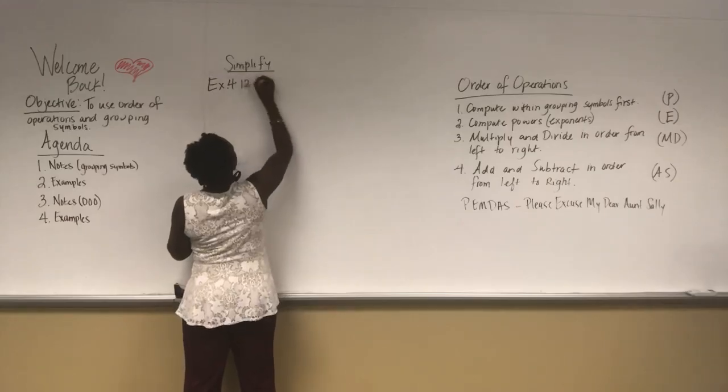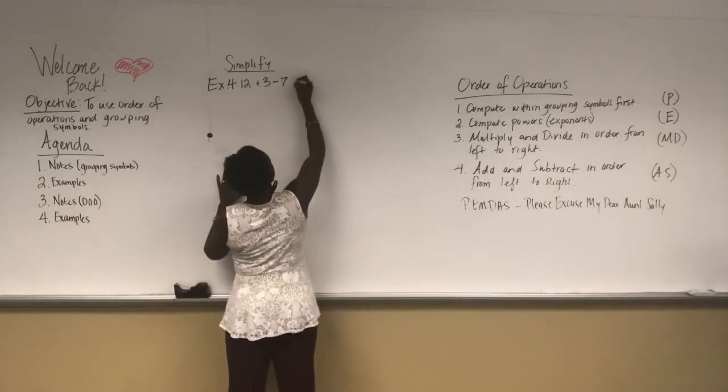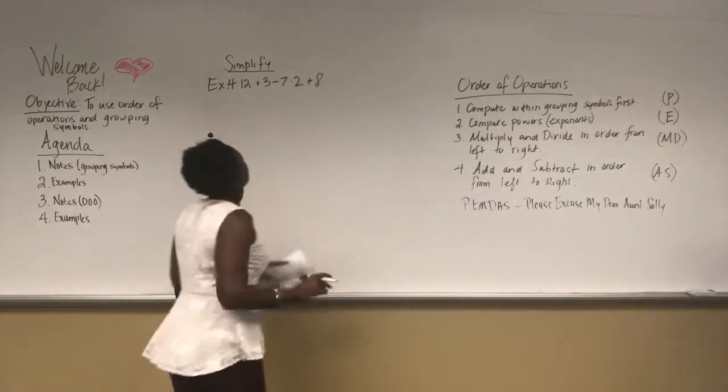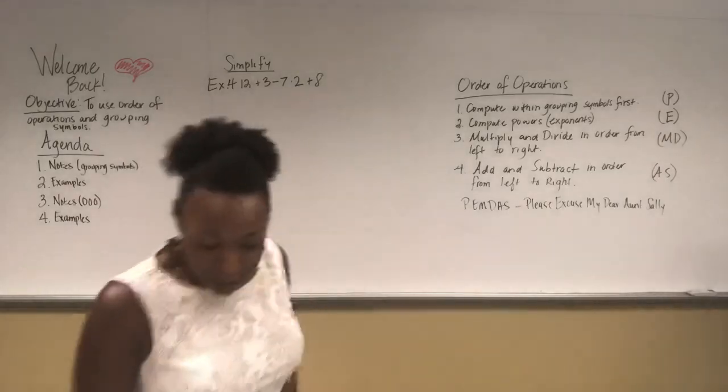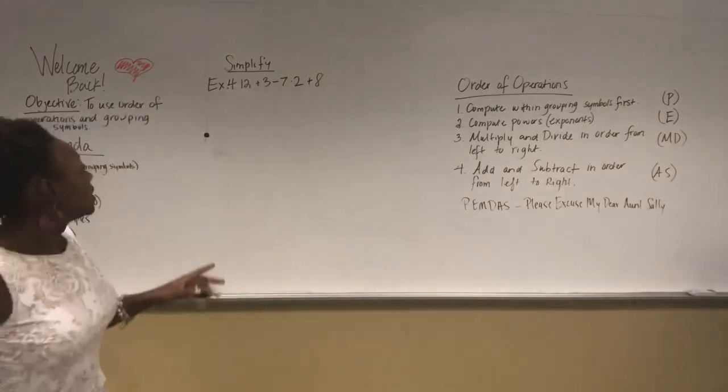Simplify 12 plus 3 minus 7 times 2 plus 8. All right, so we want to simplify those numbers. Now, we won't talk about the calculator right now. We're going to go in there. So we're going to look at that.